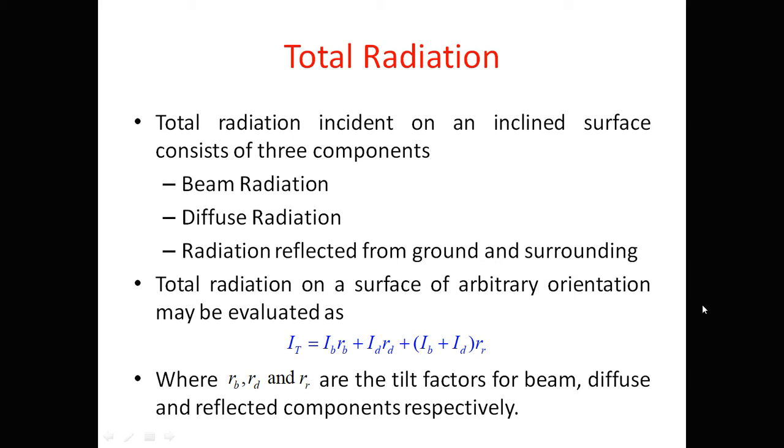radiation reflected from ground will definitely be because of beam radiation and diffuse radiation. So the solar radiation because of reflection from ground and surroundings has been considered as the sum of beam and diffuse radiations. Finally, R_B, R_D, R_R are the tilt factors of the beam radiation, diffuse radiation and reflected radiation. So let us see how we can define R_B, R_D and R_R in some other discussions.